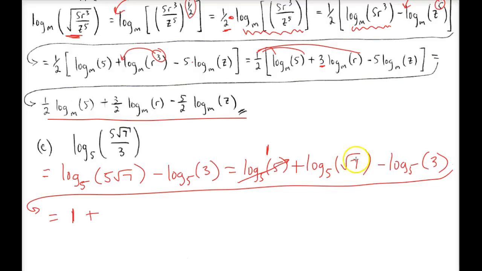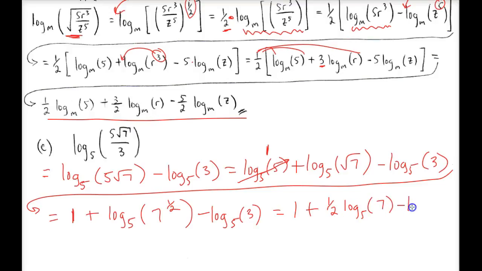We know that square root of 7 could be rewritten as 7 raised to the 1/2. And then we just have log base 5 of 3. So now to finish it up, we know that we can pull the 1/2 out. So that would be 1 plus 1/2 log base 5 of 7 minus log base 5 of 3. And this would be the answer to this expression here in expanded form.